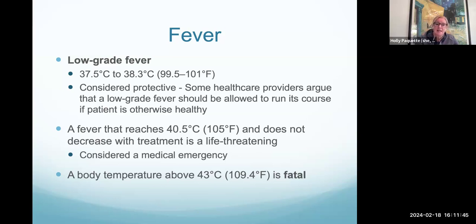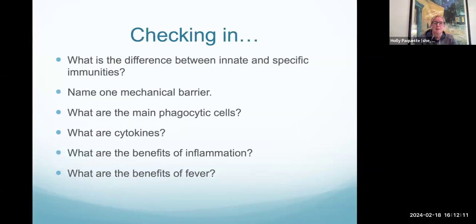And then lastly, there can be something like too high of a fever, and a body temperature above 43 degrees Celsius, or that would be over 109 Fahrenheit, is considered fatal. So if we see that you have a fever over 105, that's when medical intervention is really needed. But in general, those low grade to moderate, we think of that as actually helping your body fight off an infection. So with that, we've covered the innate immunity.